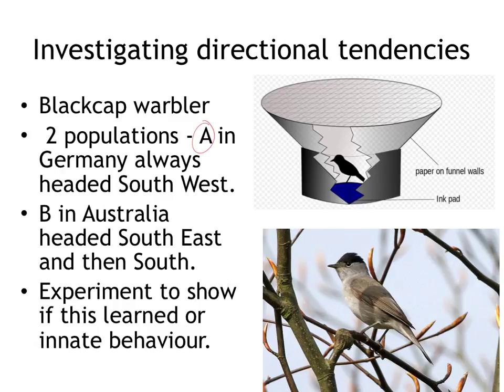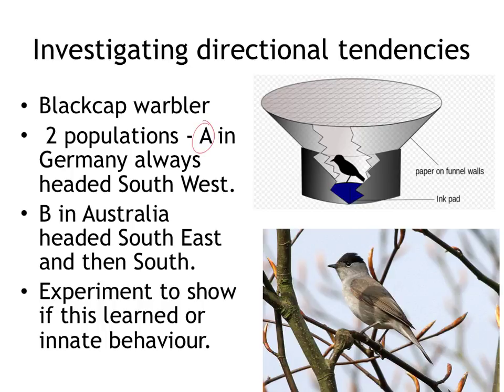Now, an experiment was carried out to find out if this was learned or innate behaviour. What happened was nestlings were taken, in other words, when the birds had just hatched, and they were hand-reared, so they weren't there with their parents to learn what direction they should be going in. And their orientation, or the direction they're going to fly in when they start to migrate, was tested using funnel cages, or sometimes these are known as Emlen funnels.